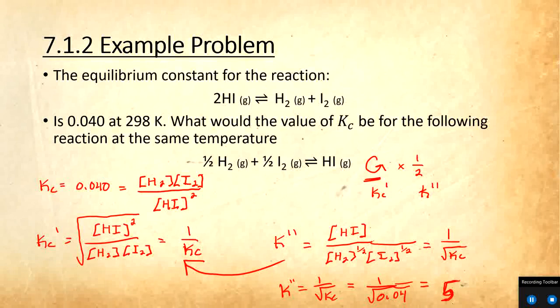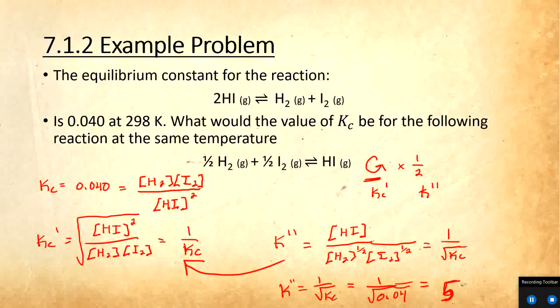Okay, and that brings us to the end of our discussion on Kc. So remember, a few important facts about it: the equilibrium constant is specific for a given reaction at a given temperature. It is unitless. A larger Kc means that we have mainly products. A Kc of 1 means that we have an equal amount of products and reactants, and a Kc of less than 1 means that we have mainly reactants when we are at equilibrium.